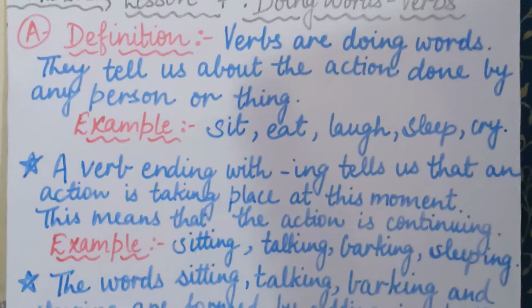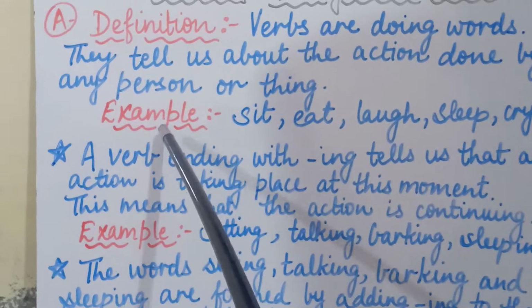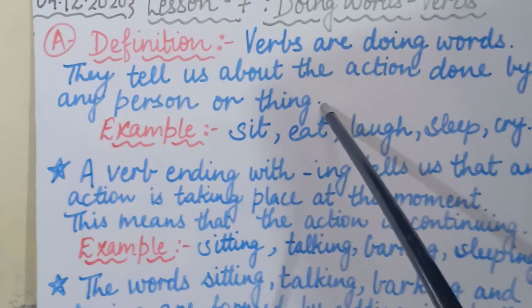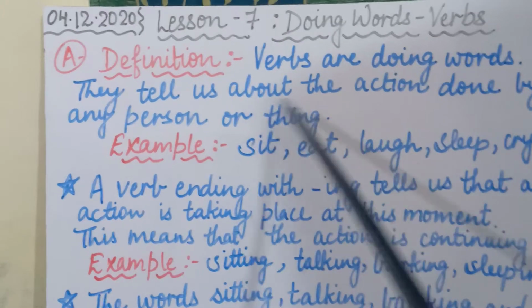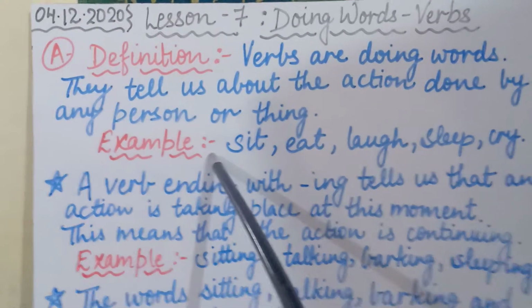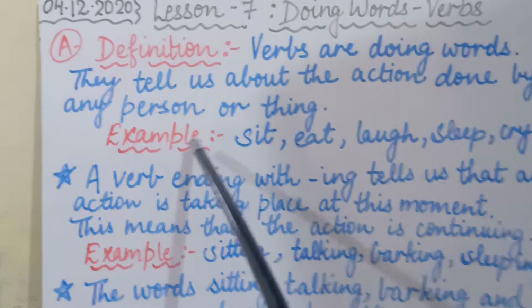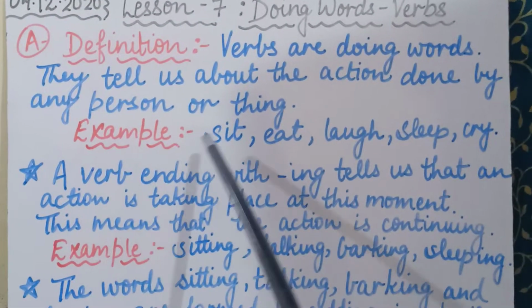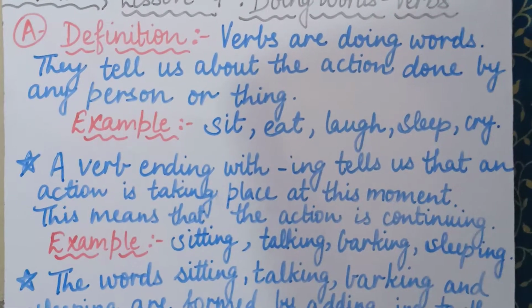I hope this is clear. Now coming to the next line. When you complete your definition, you put a full stop, and then from a new line you write the heading Example. Okay, now we have written the definition, and with the definition we will now give examples to show what examples of verbs there are.